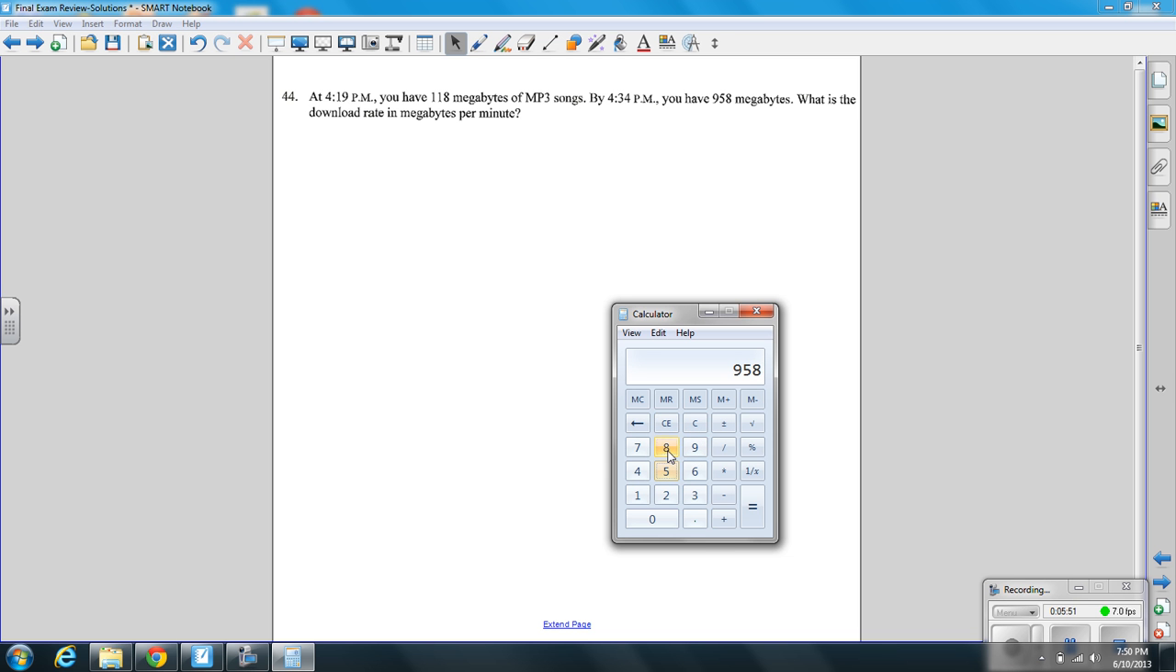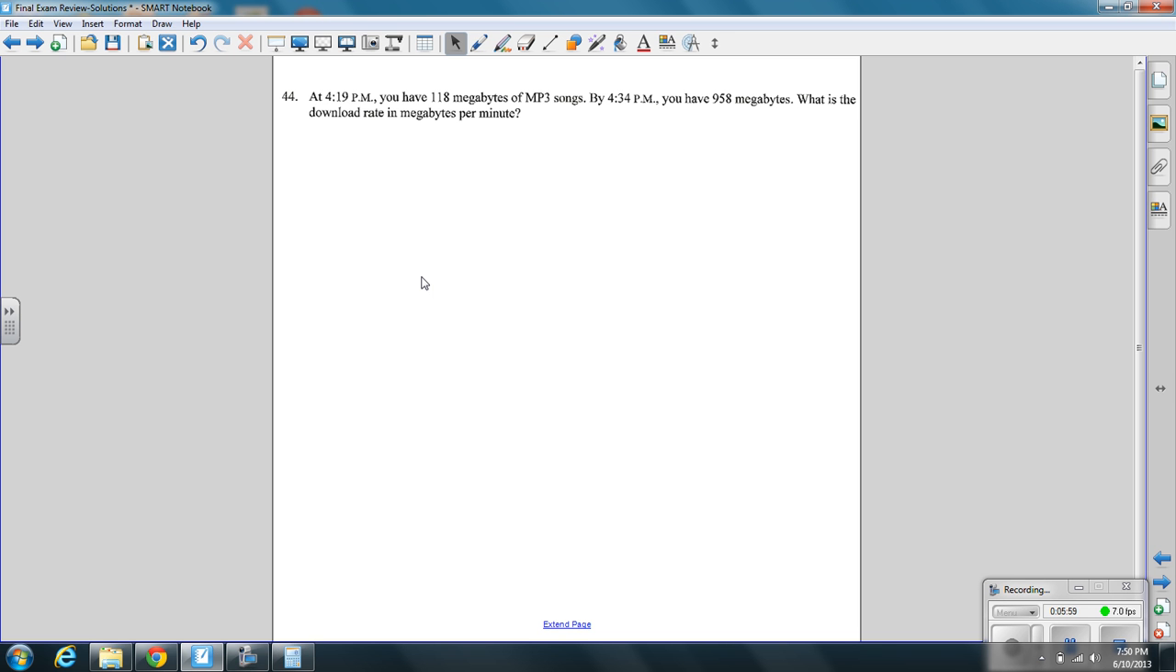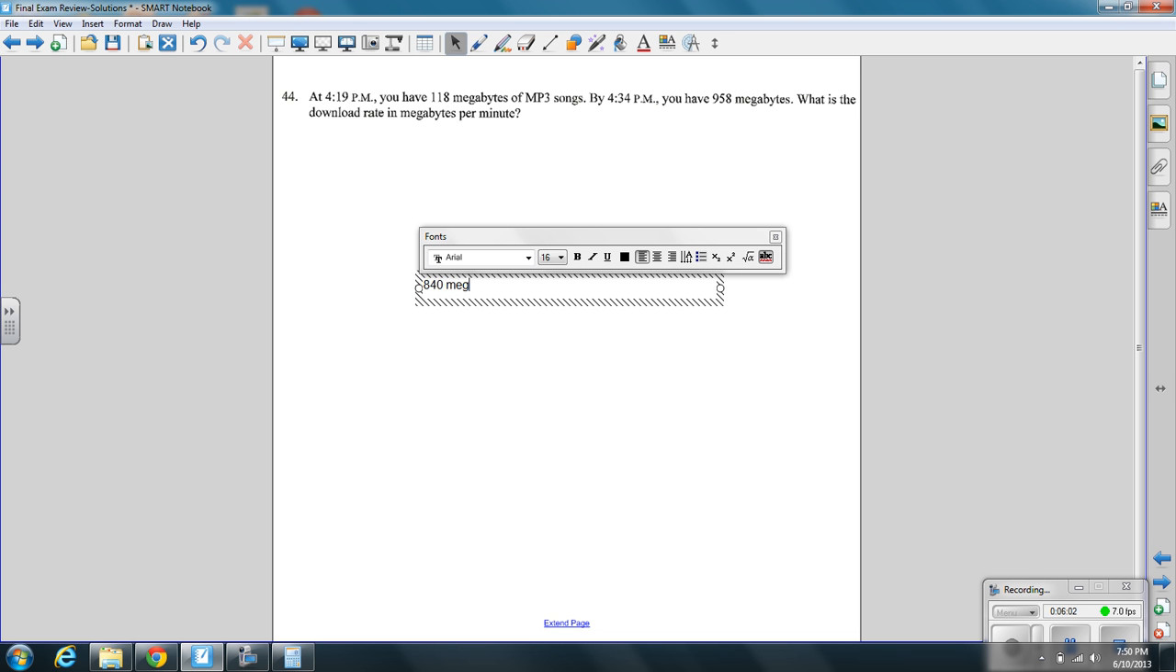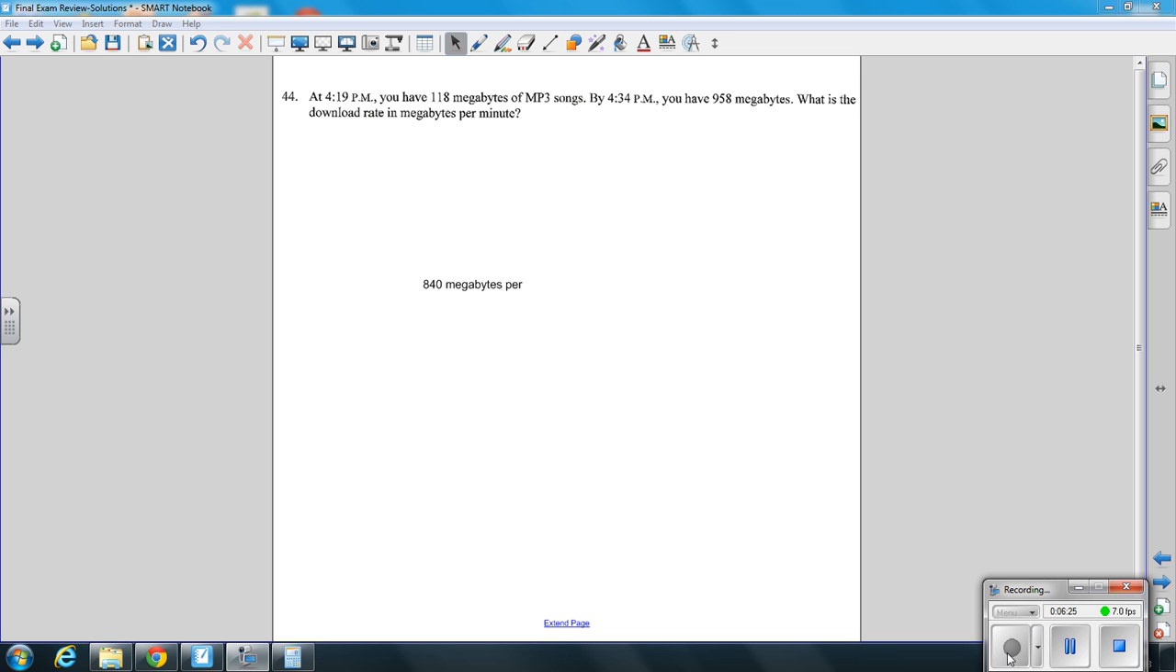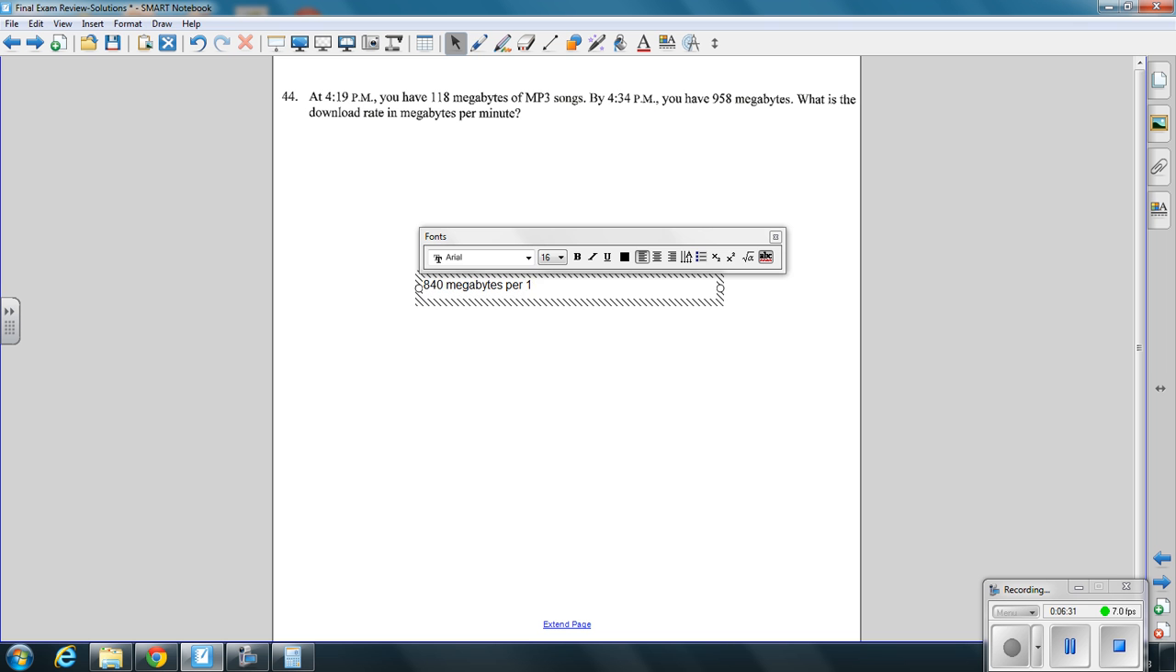Actually, you guys can't use a calculator, sorry. So we're going to take 958 and subtract 118, and we get 840. So 840 represents the megabytes per, let's see how many minutes passed. It was 4:19, and it's now 4:34. So what you want to do is take the difference from 34 minutes and subtract 19. And that gives us a solution of 15 minutes.